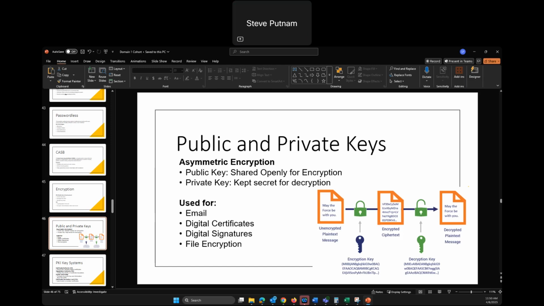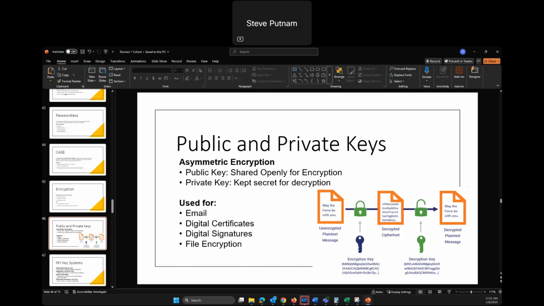So PKI and asymmetric encryption, how do they work together? Well, PKI relies on asymmetric encryption. It's the foundation of PKI for securing communications and verifying identity. For example, a digital certificate includes a public key for encryption, and it uses a private key for signing. When a certificate authority issues you a digital certificate, that verifies the public key belongs to a legitimate entity. That's how that works.